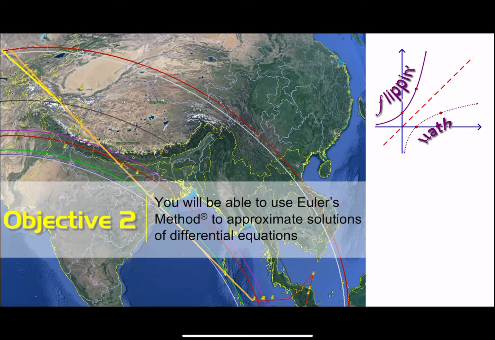This is a differential equations lesson involving slope fields and Euler's method, and in particular, here in Objective 2, being able to use Euler's method to approximate solutions of differential equations. Differential equations in general are kind of tough to solve. How can we approximate what the solution could be? Euler's method gives us a way to find the solution to any desired level of accuracy. We just have to take smaller and smaller steps.